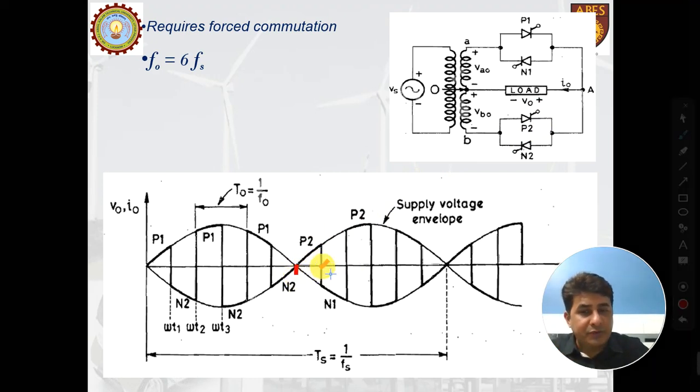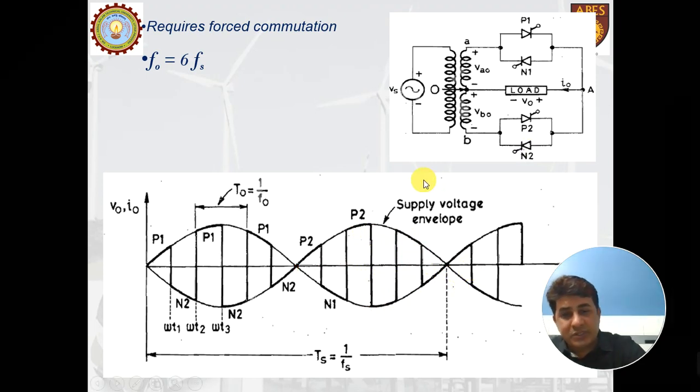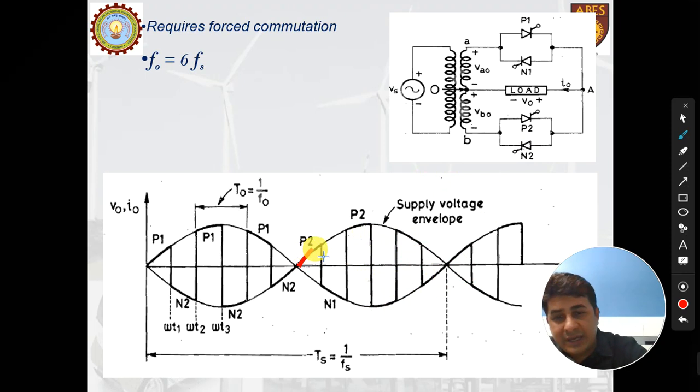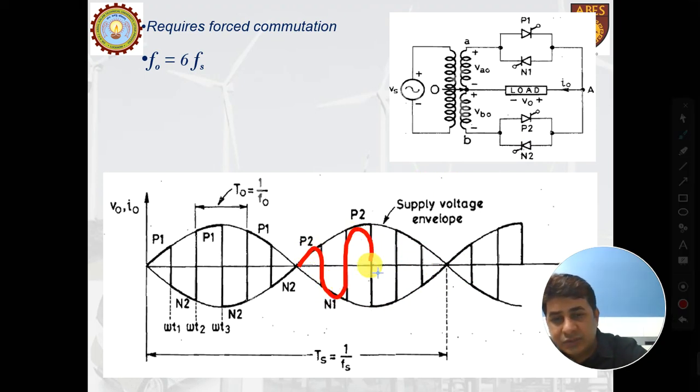And at this point, we'll forcefully stop P2. And since N1 is forward biased, we'll give a pulse to N1. And then between these 2 points, we will allow the supply to pass through N1. Then again P2, then N1, then P2, then N1, and so on. So by alternately switching these devices, we can get another 3 cycles, 4, 5 and 6.